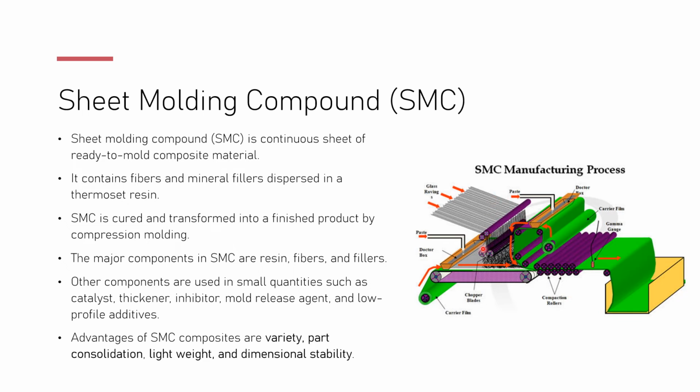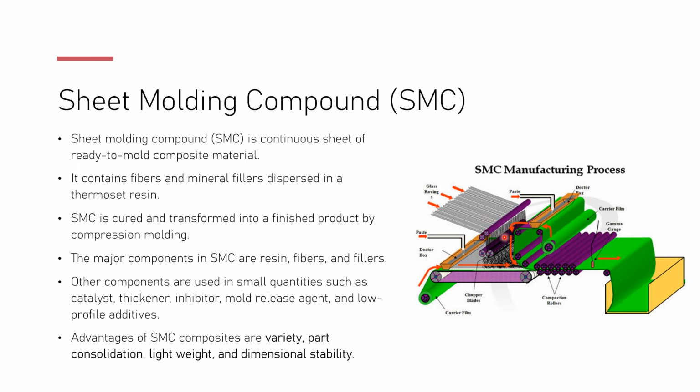The major components of SMC are the resin, the fibers, and the fillers. The other components are used in small quantities, like the accelerator, catalyst, thickener to increase the density, and inhibitor and mold release agent to come up with a fine finished product. Mold release agent is necessary, and low profile additives. These agents are used because when you release the mold, sometimes it makes a mess. The advantages of SMC composites are variety, part consolidation, lightweight, and dimensional stability.